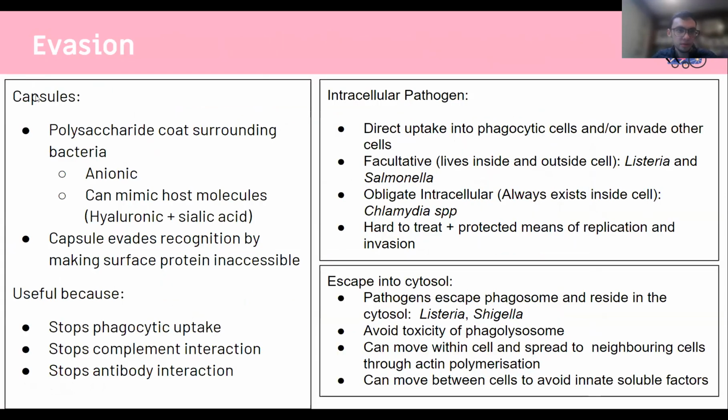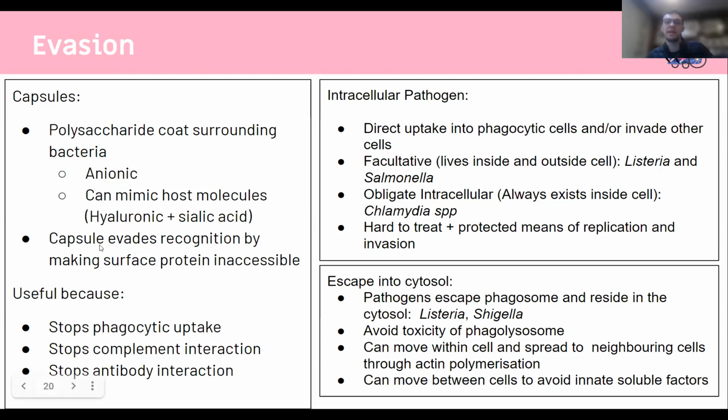One is through capsules. Some bacteria have a polysaccharide coat. It's negatively charged. It can mimic host molecules by adopting hyaluronic acid and sialic acid. And what's scary is as soon as I made this presentation, I got an ad on YouTube for hyaluronic acid. So they're clearly watching me.